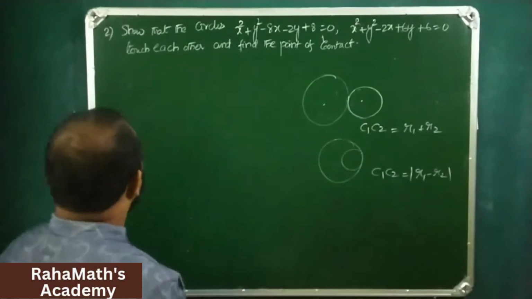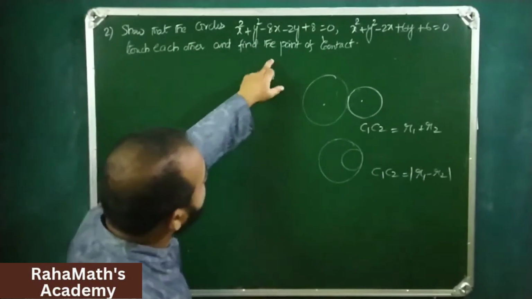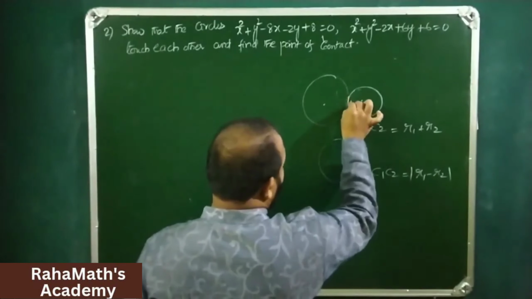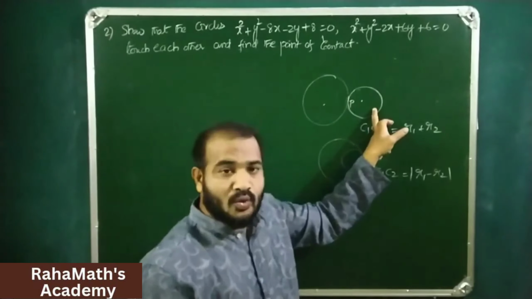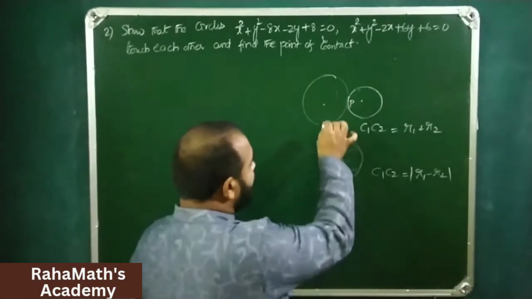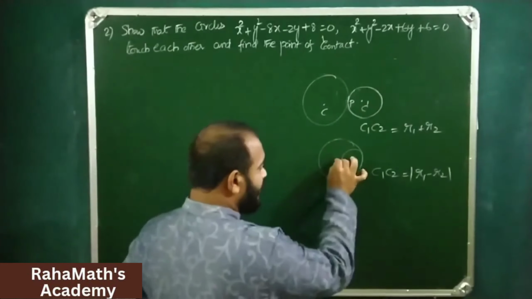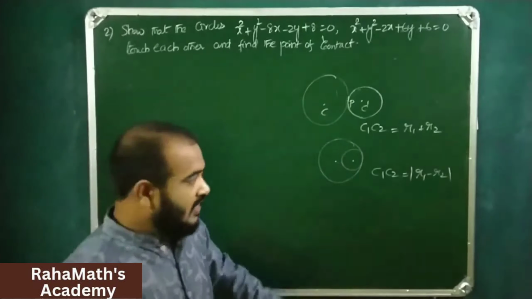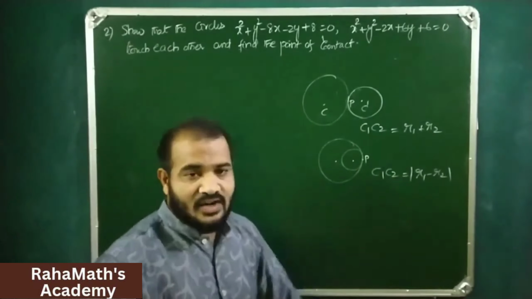Now, if the two circles touch each other like this, then the point of contact P in this context is the internal center of similitude of the line joining of the centers C and C dash. So, if the situation is something like this, for example, two circles touch each other internally, this point of contact P is nothing but the external center of similitude.